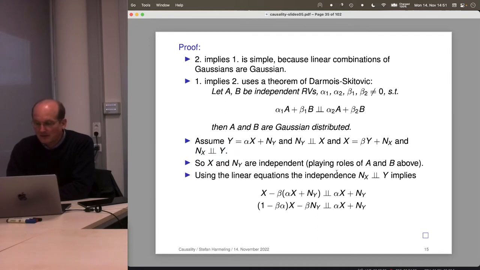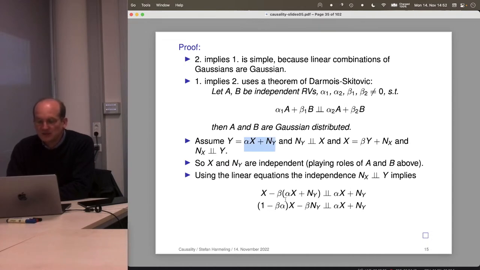So let's do that. We start with the independence of nx being independent of y, and then we plug an expression for the nx in here. So nx is basically x minus beta y, where I plugged in another expression for the y. So that is the expression that I have for the y. So far, so good. That is the left-hand side of this independence. What about the right-hand side of the independence? There's also a y, where I plugged in some expression for the y. So far, so good.